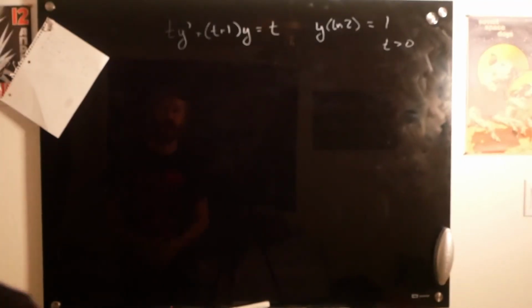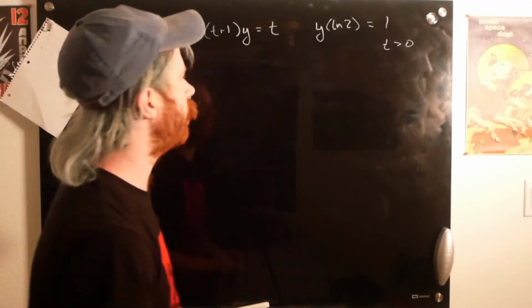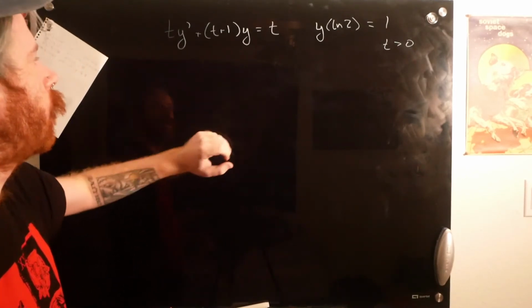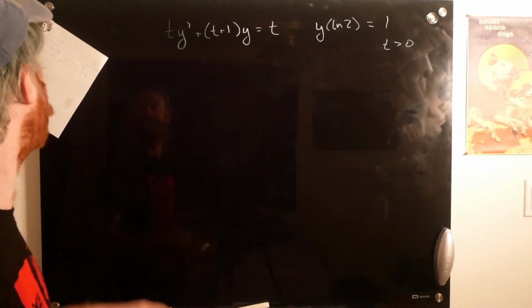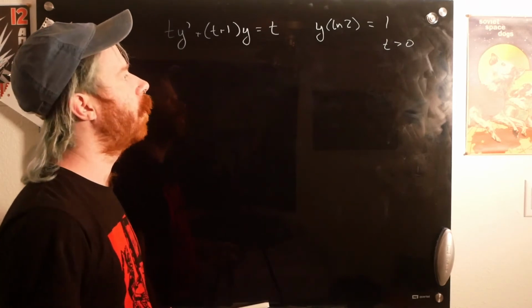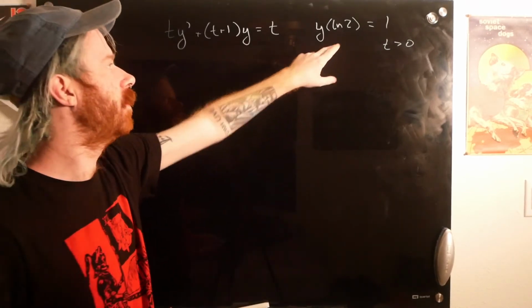Alright, we got our last integrating factor problem for you. It's an initial value problem. So we have t y prime plus t plus 1 times y equals t, which I'm going to make sure I copy the problem down right this time. I did. So y of natural log of 2 equals 1. That's our initial value right here.